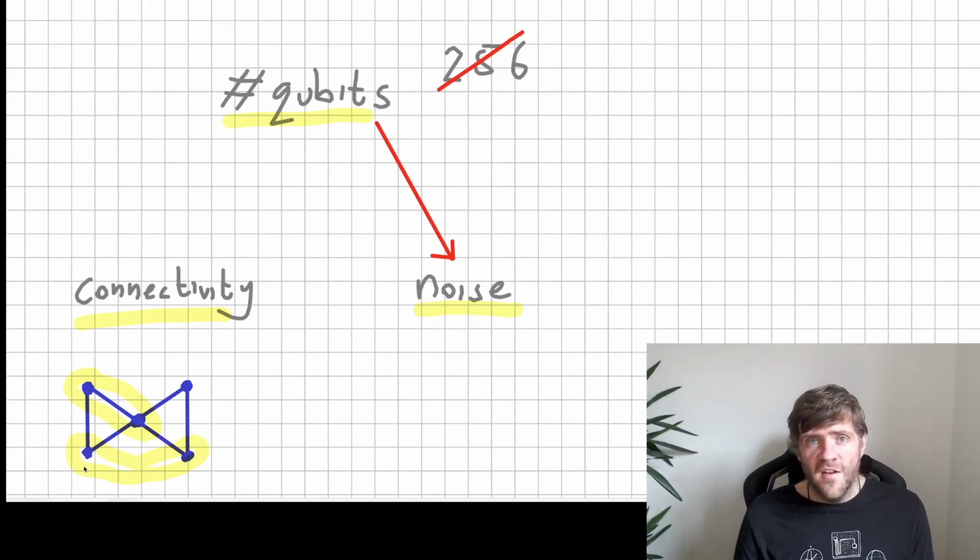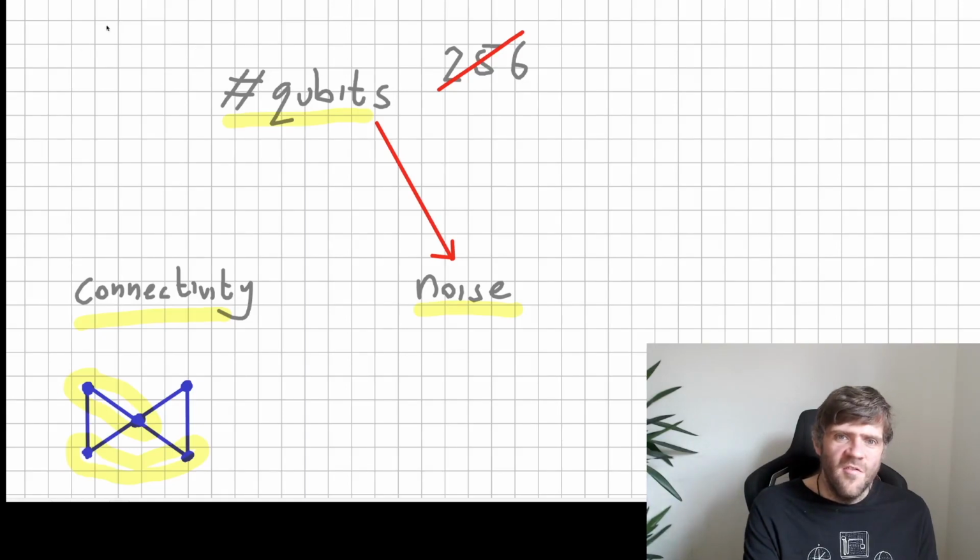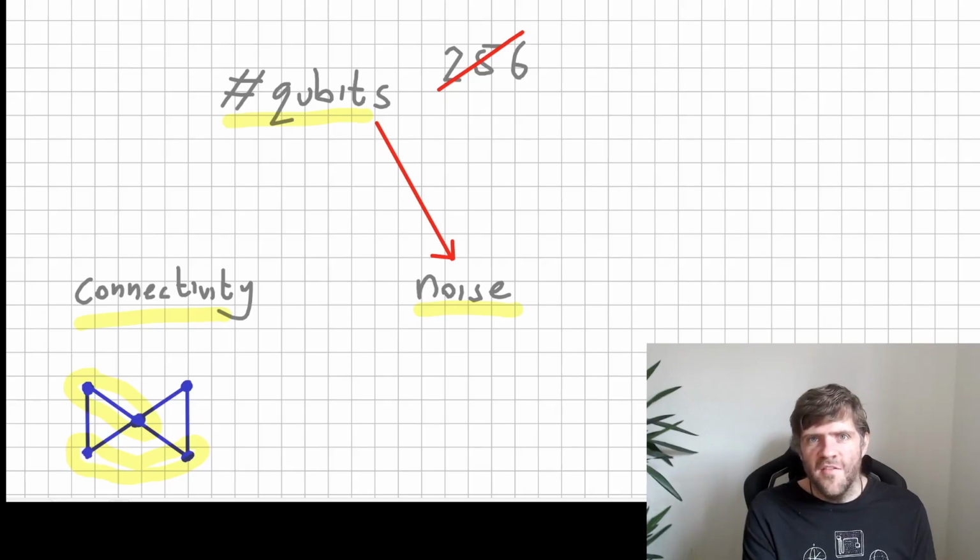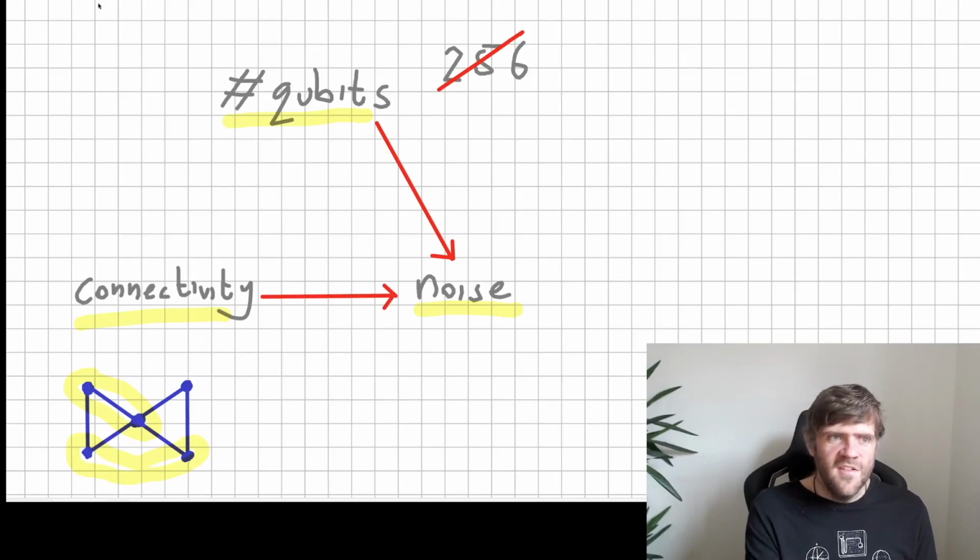You can use fancy circuit identities, you can use swap gates. But it does mean adding in more controlled NOTs in order to close up the gaps in the connectivity. And controlled NOTs are inherently a bit imperfect, so the more of them you add in, the more of those imperfections you have to deal with. So again, there is noise. So this brings us to the big one.